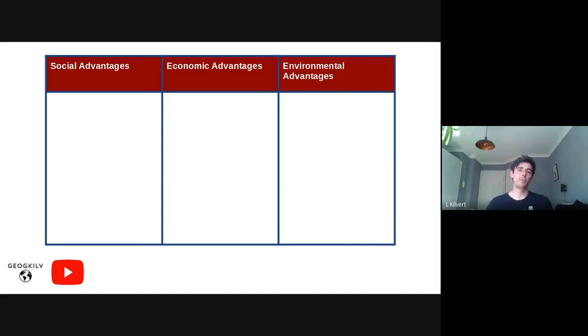So tell me what the economic advantages are, tell me what the social advantages are, and tell me what the environmental advantages are. You might start off really simple and put economic advantage, it provides jobs. But you might want to take it a bit further by using connectives within your table to explain.